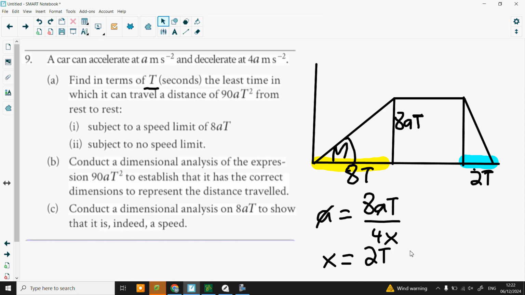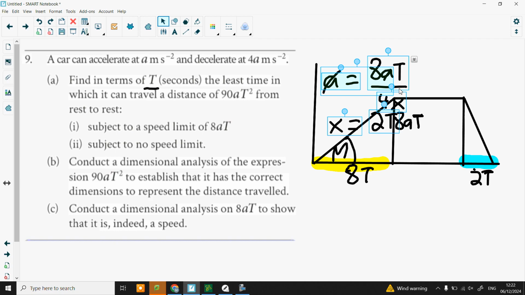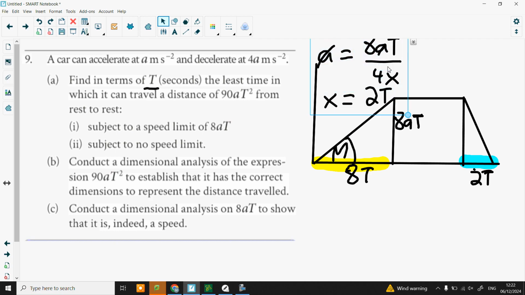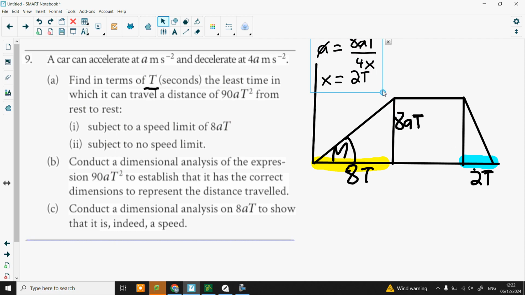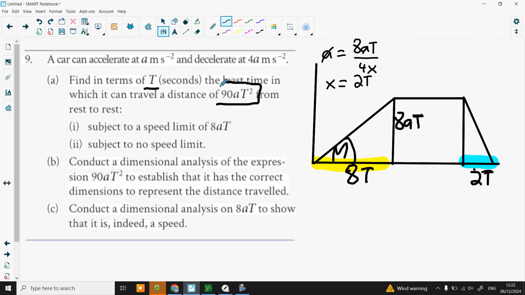Okay. Now what do we think? Grab this and I'll bring it up here out of the way. Now, have I done any distance yet? Have I used the 90 AT squared yet at all? So any idea how I might use that? Triangle plus rectangle plus triangle equals, yeah. Pick a letter for the time in the middle sector. Your choice. We got there eventually. All right, there we go.